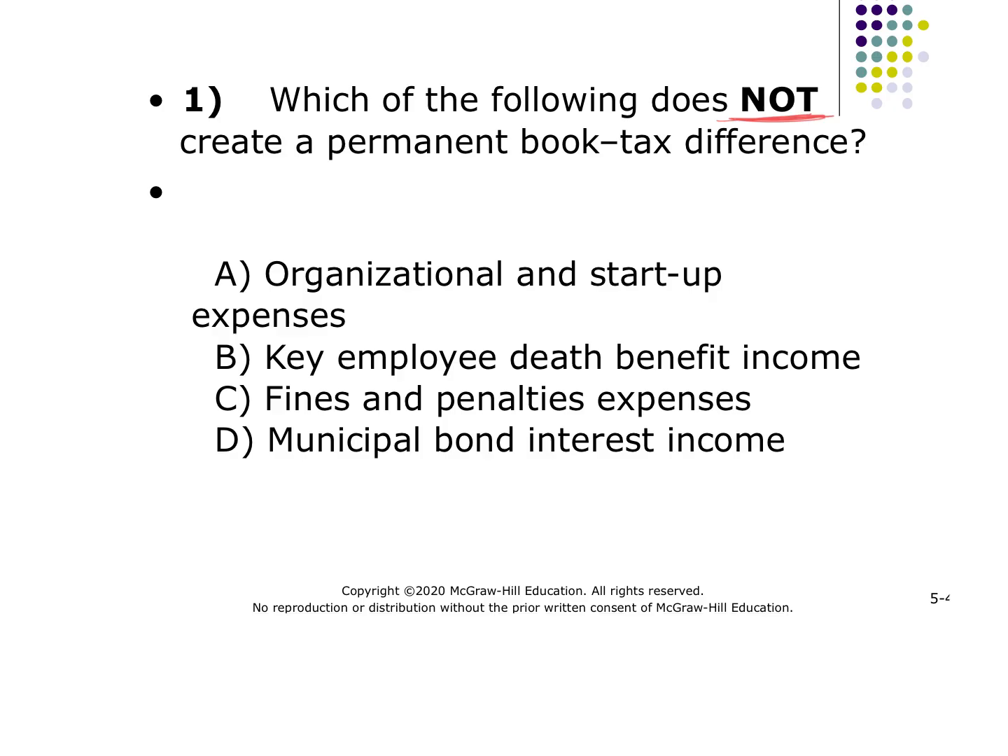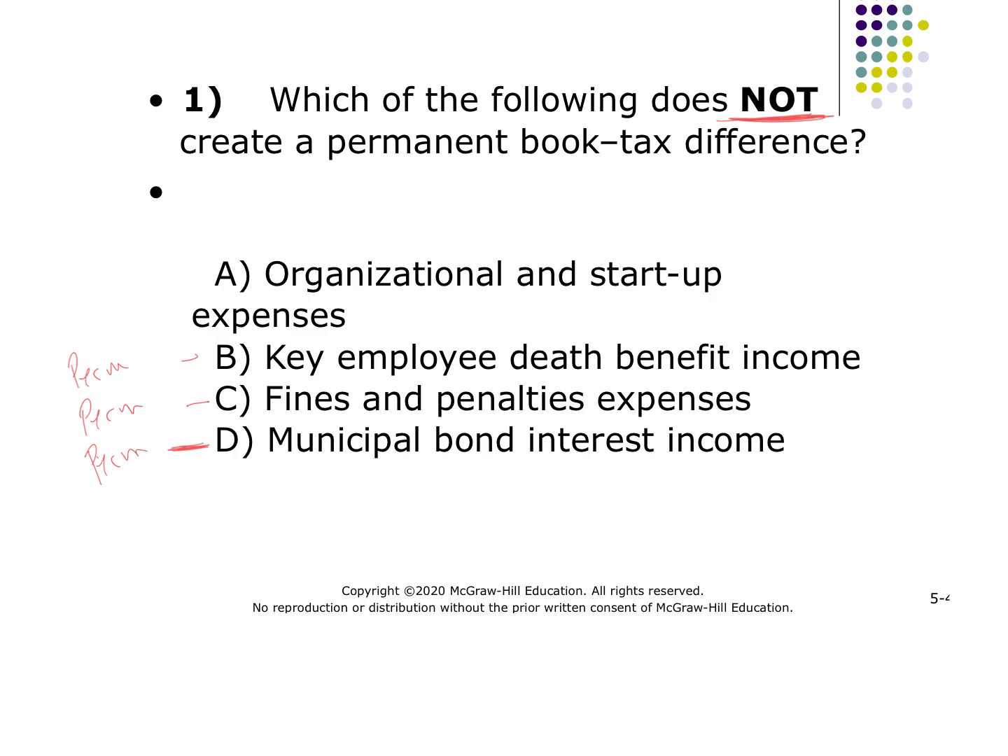Okay, so let's look at these. We know municipal bond interest is a permanent. Fines and penalties: are they ever going to be deductible from a tax perspective? No. So this is also a permanent. Key employee death benefit income would be from a key employee life insurance policy, and these policies are not taxable. So this is also a permanent source.